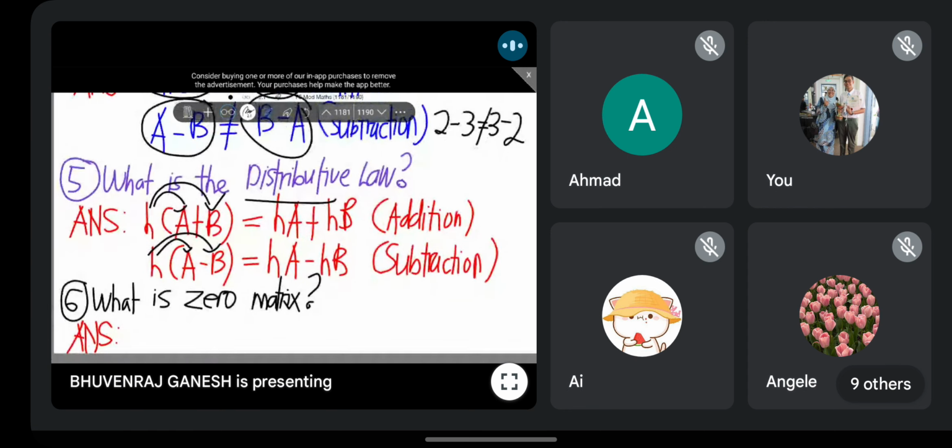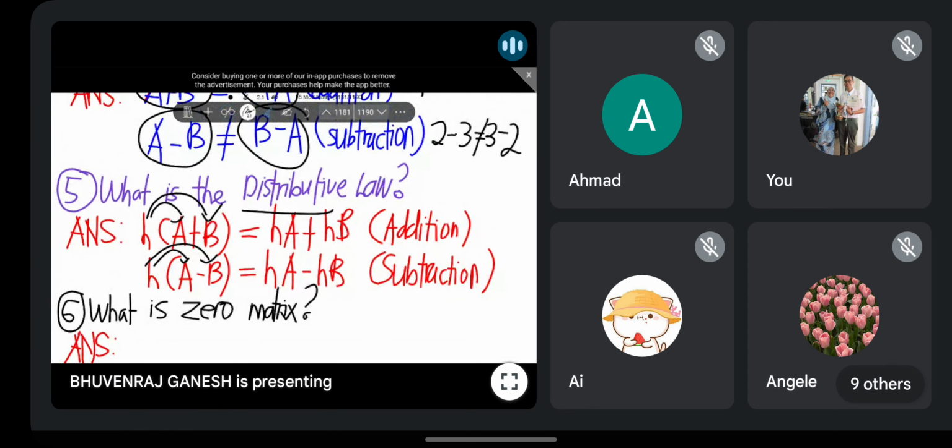Okay, so next one, okay, so guys, what is zero matrix? Can you all tell me? I think this one should be easy. The word itself explains it already. Don't confuse, guys. This one is a common mistake. It doesn't mean no matrix.